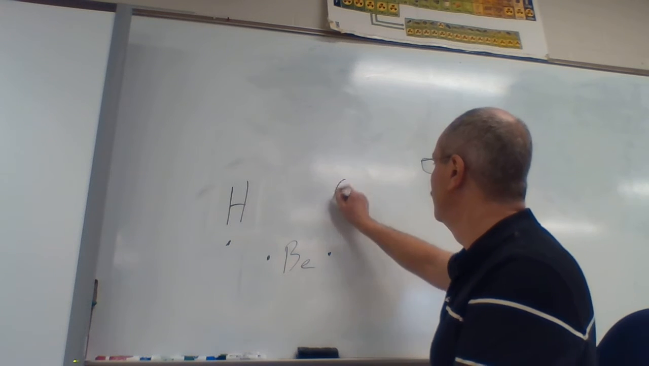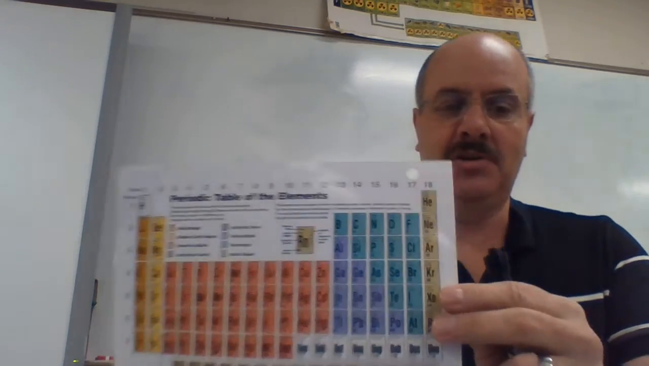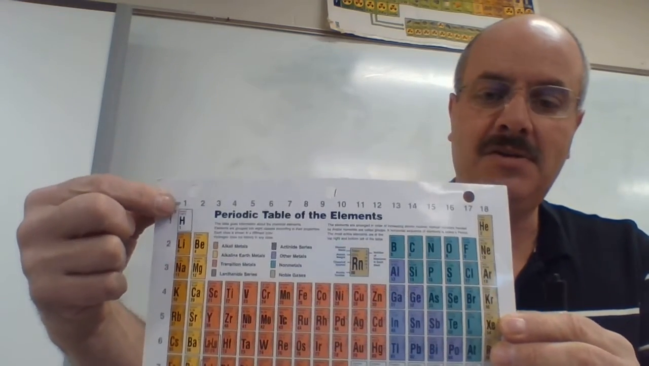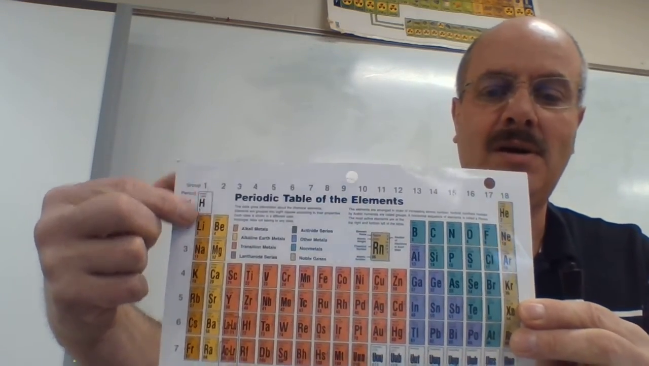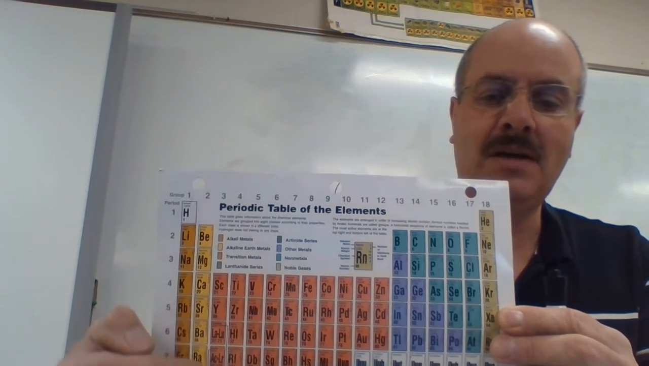Then we go to oxygen. Oxygen, he's got 6. Now remember, where am I getting this from? I'm going to show you real quick. All right, here's hydrogen. Remember, see, we said he's got 1. That's because he's in that very first group. BE, we said he had 2 because he was in the second group.